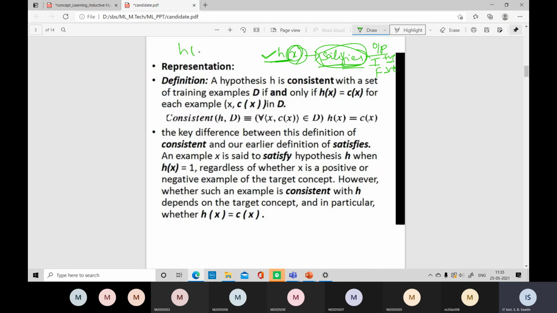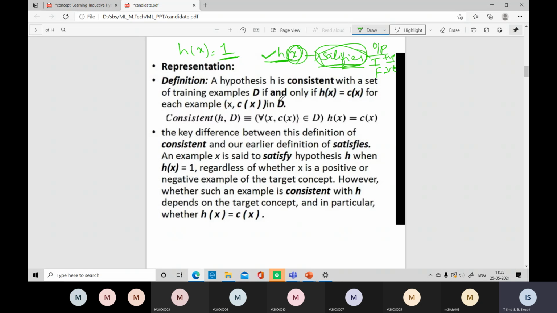And how do you represent whether it is consistent or satisfiable? We represent it with some number. What is that number? It is 1. Are you clear, students? H of x equal to 1 means what? Yes, ma'am. It is producing the correct output. Whatever values we are expecting, that only it is producing.